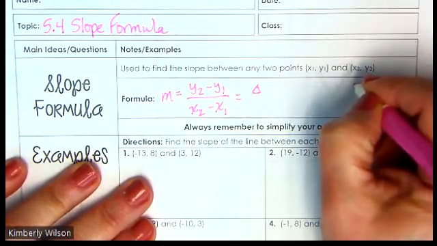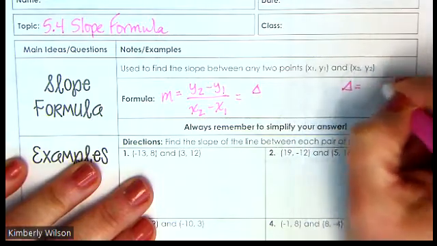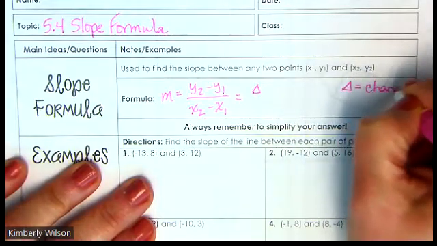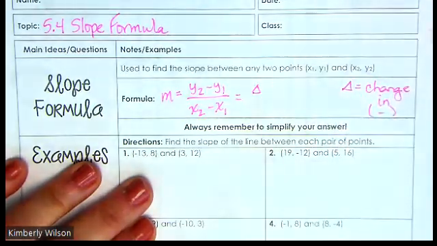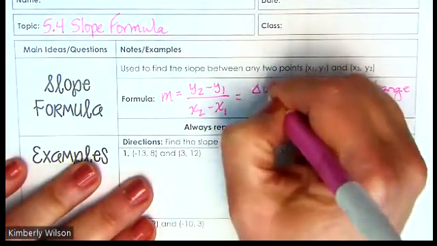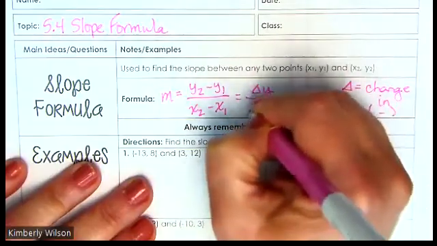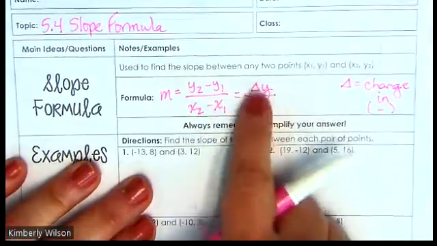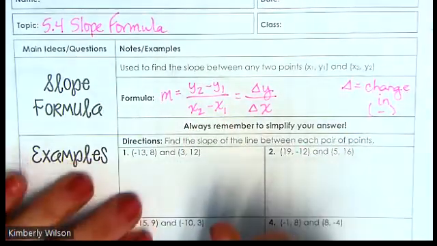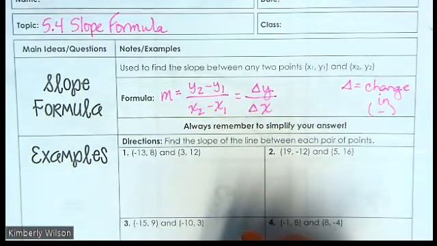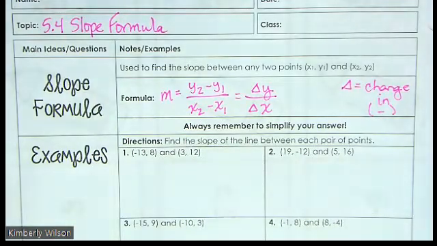Now remember that this triangle means the words change in, which is subtraction, okay? So it is the change in the y over the change in the x. You will see me write this a lot instead of this, just to save space when writing the formula, because you always want to write the formula down. Okay, now let's work a couple of examples, okay?